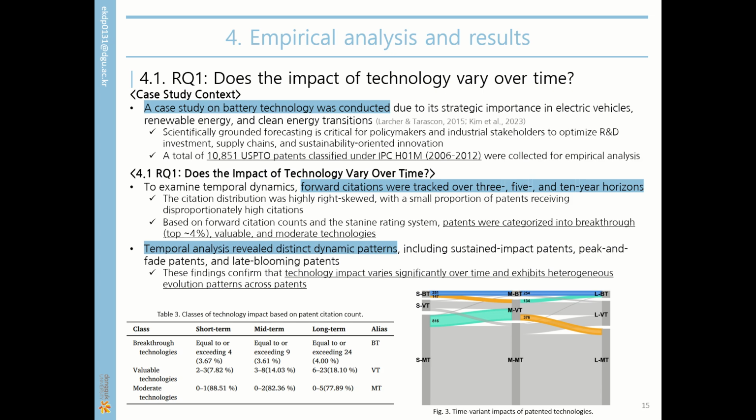The results show that citation distributions are highly skewed, with only a small number of patents receiving many citations. Based on citation counts, patents were categorized into breakthrough, valuable, and moderate technologies. The analysis also identified different dynamic patterns such as sustained impact, peak and fade, and late blooming patterns. These results confirm that technology impact varies significantly over time.